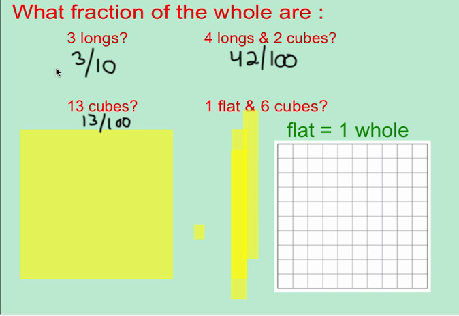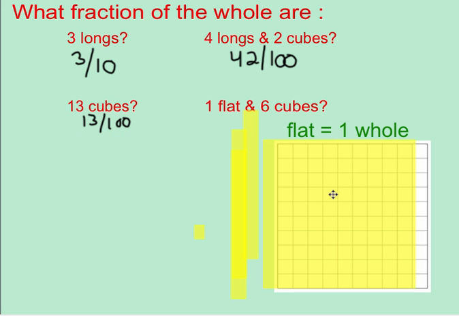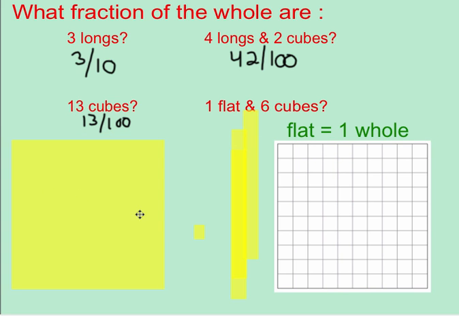How about 1 flat and 6 cubes? Remember, my flat is the whole. So if I just added on 6 cubes, I'm going to treat this one as my one whole. I'm going to set that off to the side. So how about 6 cubes? Remember, I'm going to refer to my smallest part, but I already have one whole. So this time I would say 1 and 6/100ths.